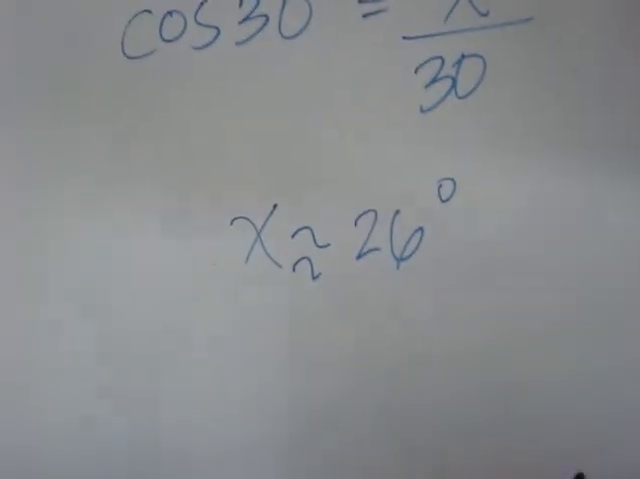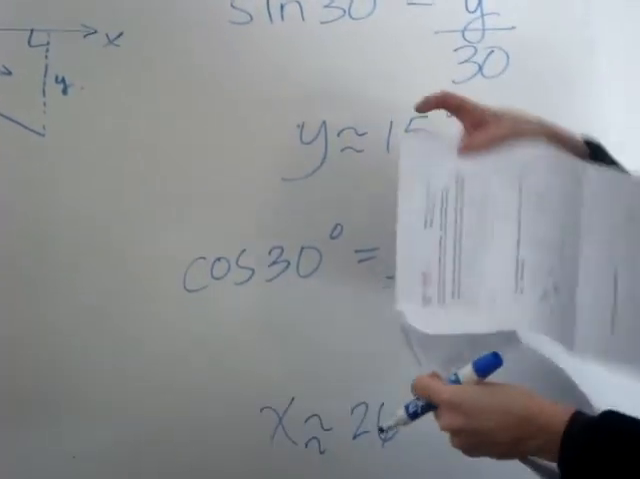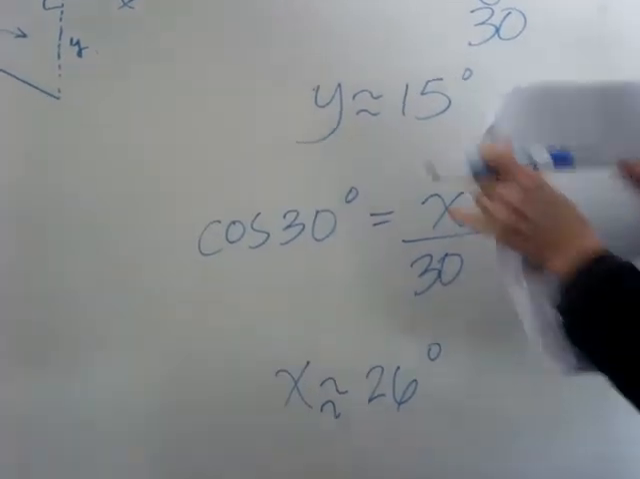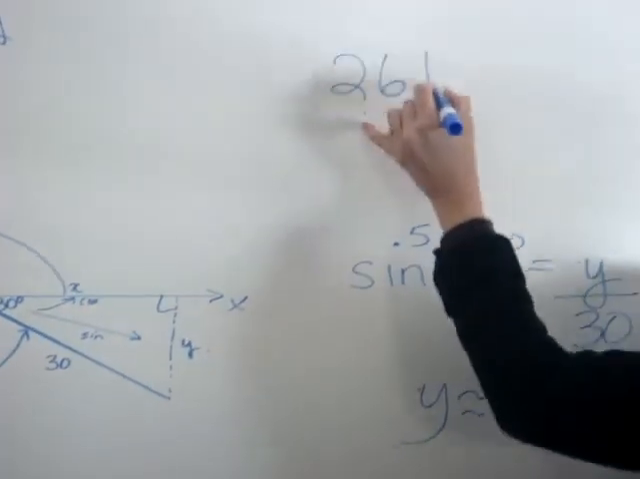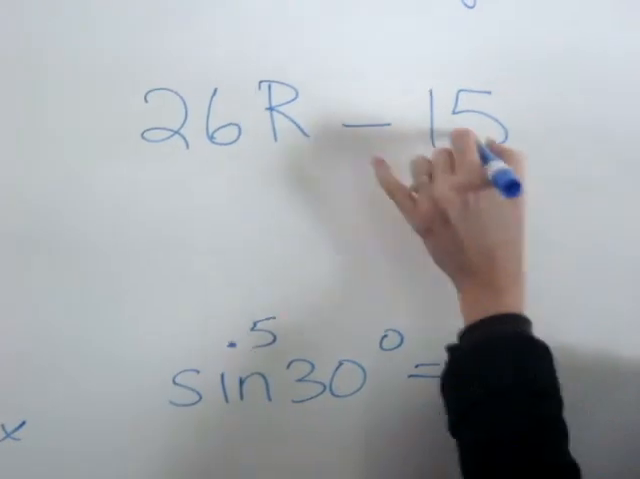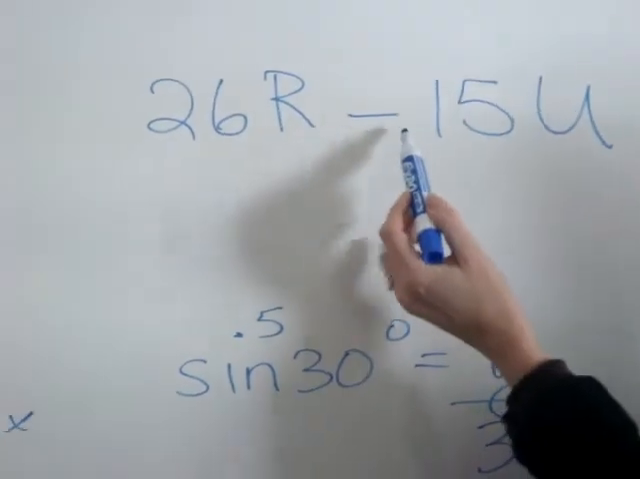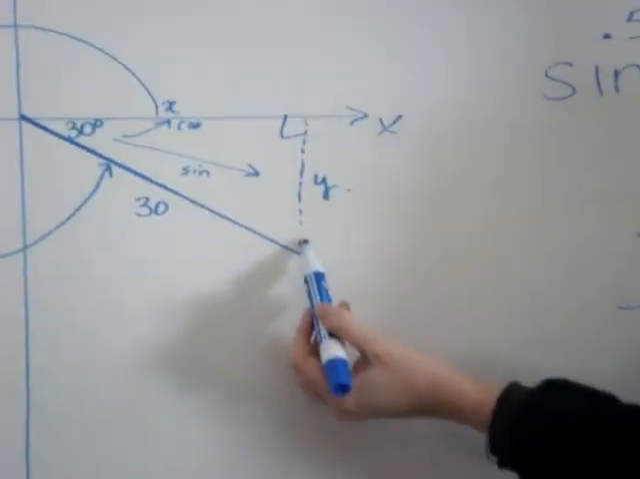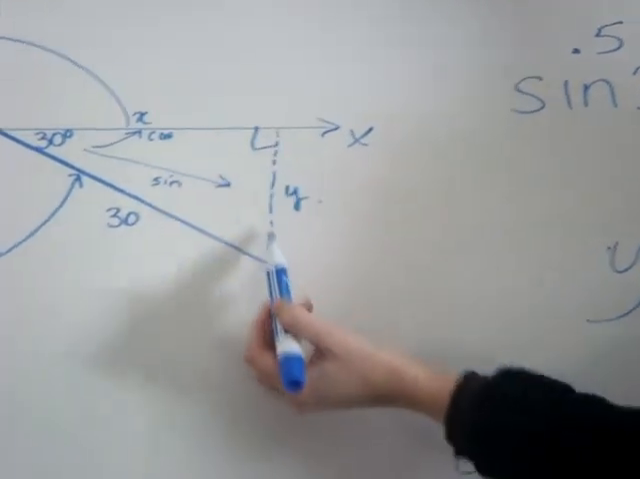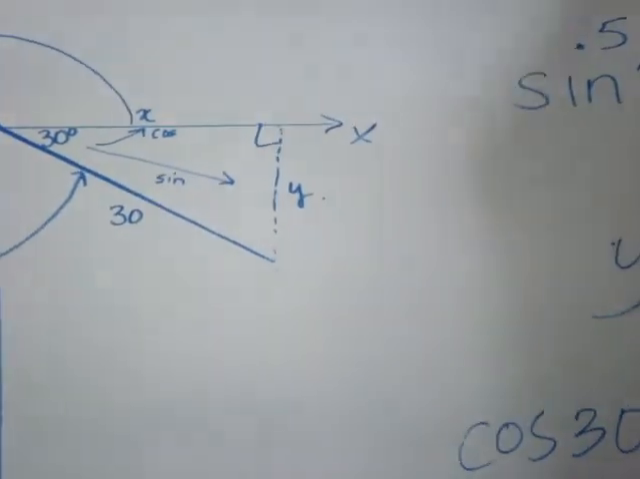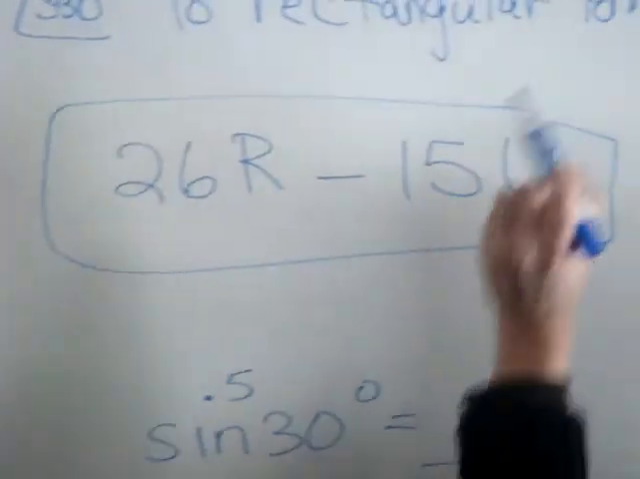We're supposed to put it in rectangular form, so we're going to put our right and our left part in here. So we would say 26 right minus 15 up. And the reason why it's minus is the y is actually negative. It's coming down this direction. So this would be your final solution.